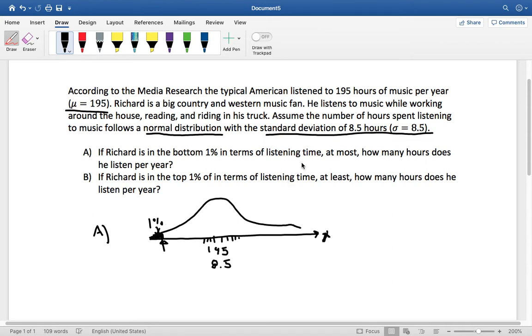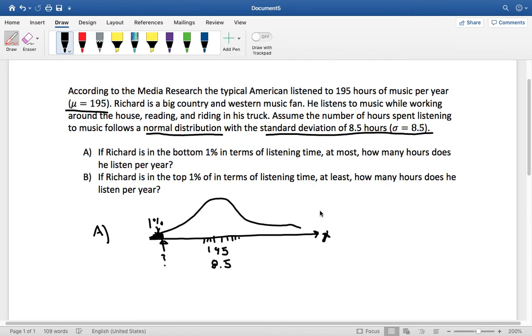So if Richard is in the bottom 1%, at most, what is the maximum? Well, in this shaded area, the maximum is this value over here, the top of the shaded area. So that's at most how many hours he listens per year. So we need to find this value.